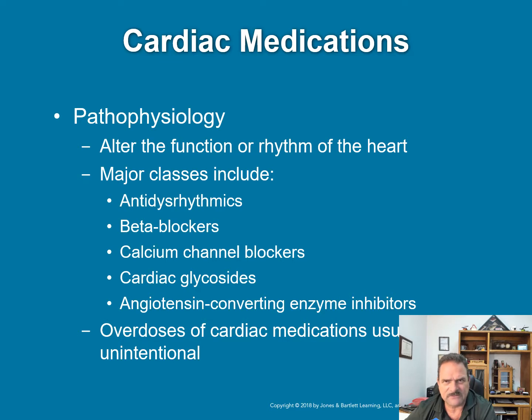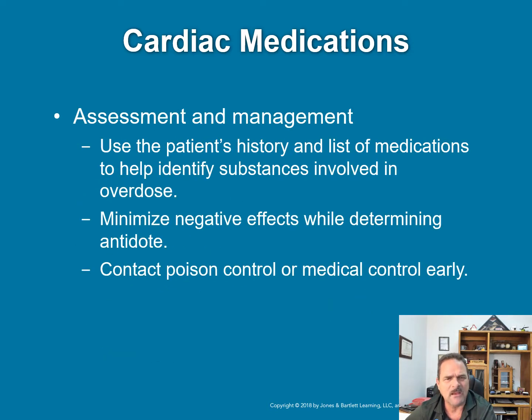Cardiac medications. They can produce severe effects on the body when they reach toxic levels. Major classes of cardiac drugs include antidysrhythmics, beta blockers, calcium channel blockers, cardiac glycosides, and also angiotensin converting enzyme inhibitors. Overdoses of this stuff can create some really detrimental effects to people. Assessment: use the patient's history and list of meds to help identify the substances. Minimize negative effects while determining the antidote. Contact poison control or medical control early.